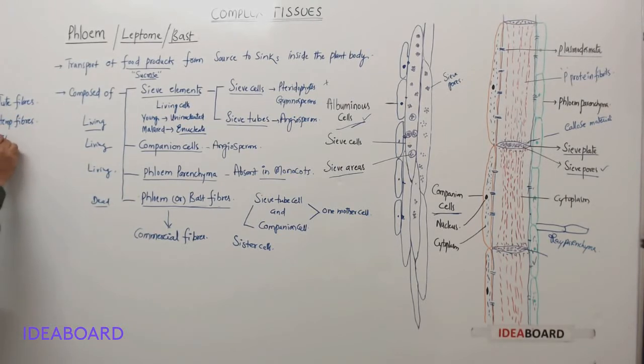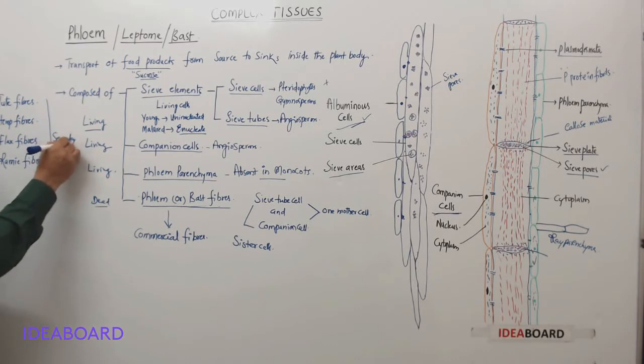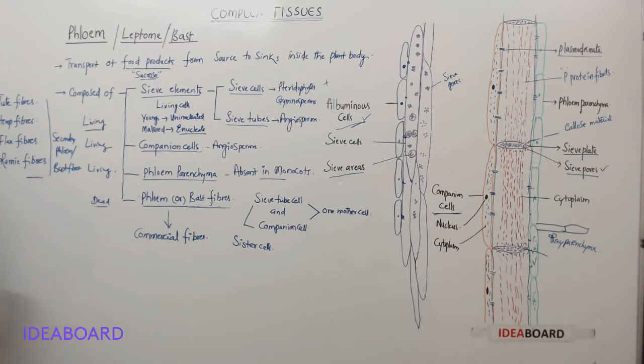Okay, flax fibers. Okay, ramie fibers. These are all commercially used in the textile industry, and some of them are also used in making gunny bags. And all these fibers are associated with secondary phloem. Secondary phloem fibers, which are called bast fibers.